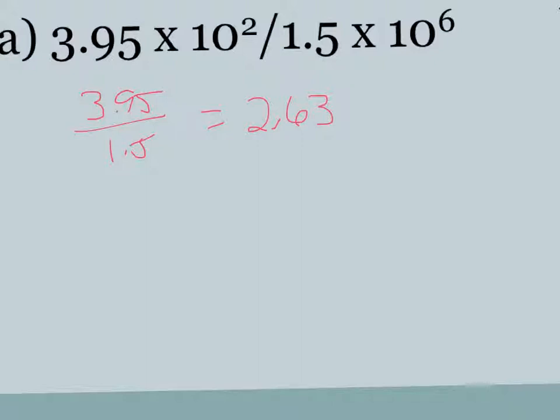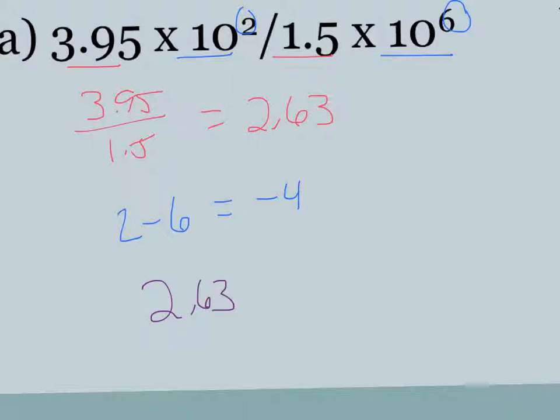Next, we're going to work with the exponents. In order to divide exponents, I'm going to take the number that is the exponent and I'm going to subtract them. So I get 2 minus 6 equals negative 4. So if I write this all out as the full problem, I have 2.63 times 10 to the negative 4th.